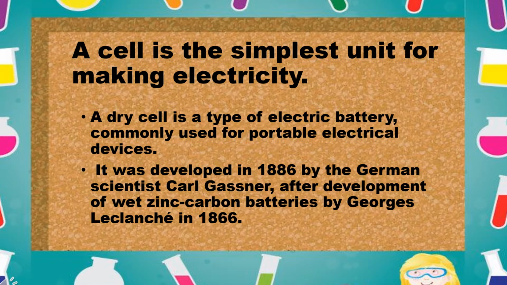A cell is the simplest unit for making electricity. Now coming to a dry cell, it's a type of electrical battery commonly used for portable electrical devices. Since it is dry in nature, it doesn't spill. You must have used a dry cell in most of your appliances in day-to-day life. Going back to the history, it was developed in 1886 by German scientist Karl Gassner, after the development of wet zinc carbon batteries by Georges Leclanché in 1866.